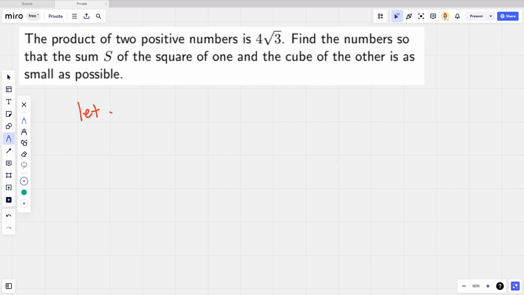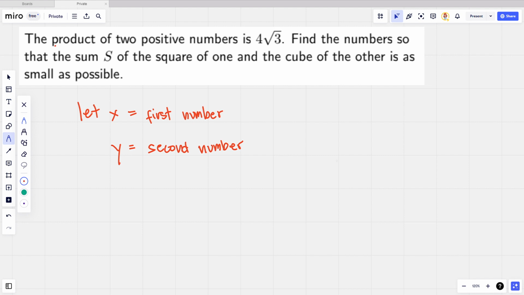First, let x equal the first number. Second, let y be our second number. Okay, now we convert every statement in the problem into number form.